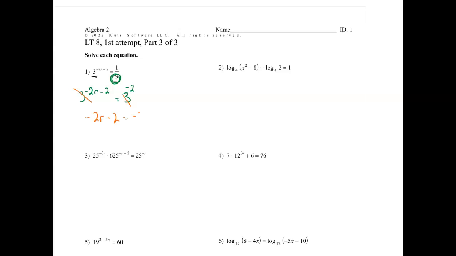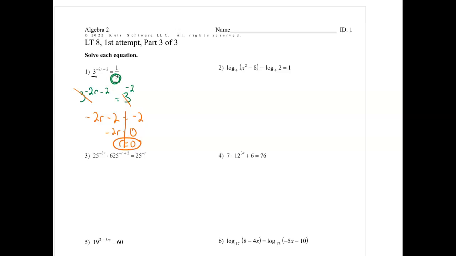and I'm just going to start solving. So I'm going to add the 2 over, which gives me 0, and then I'm going to divide by 2, which continues to give me 0. And I do not need to check for extraneous solutions on any problem that starts out exponential.